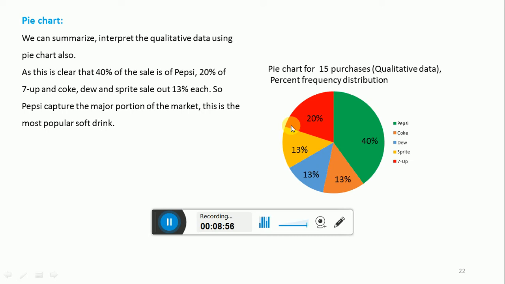One can easily read, understand and interpret from this pie chart that the major portion is captured by Pepsi, which is 40% of sales. The red portion defines the second most attractive soft drink, which captured a 20% share, and the other 3 sectors individually captured 13%. These are the less attractive soft drinks. So from this pie chart, a statistician can easily interpret which soft drink is most attractive and which soft drink is less attractive.